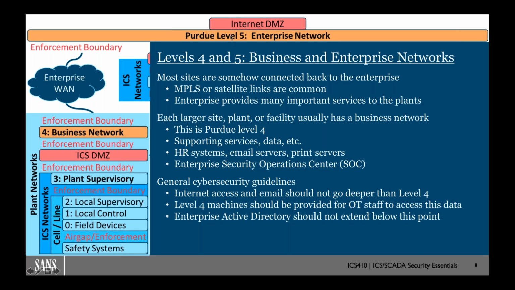Level 5 is basically all the enterprise resources provided by the enterprise, which we usually get to by going through MPLS links through the enterprise WAN back to the enterprise network, right? A lot of times my internet connection comes through these links. Most of the time it's the same with our email: the way we access email is through the enterprise email server from the plant network. So we're sitting at a machine in the business network, and we open up Outlook to get to our email.